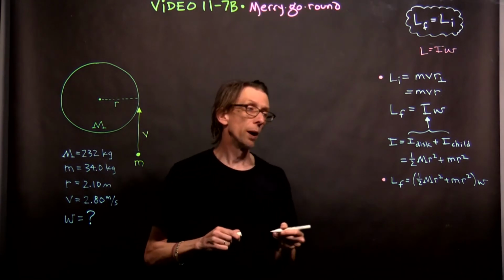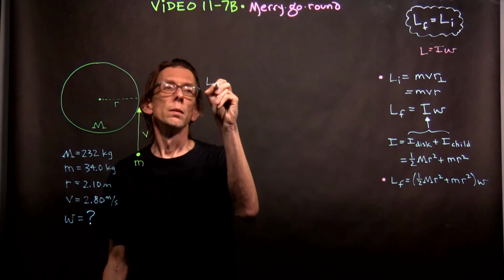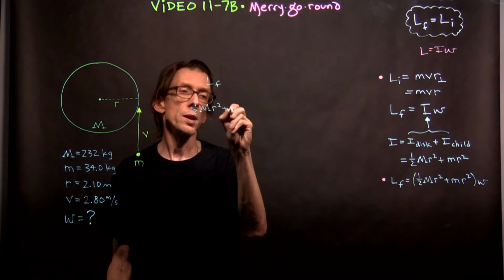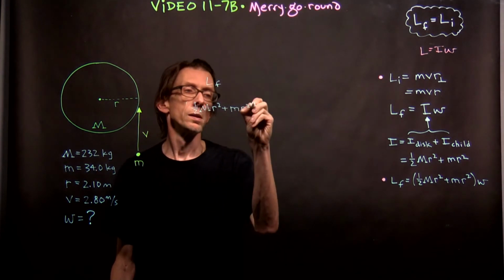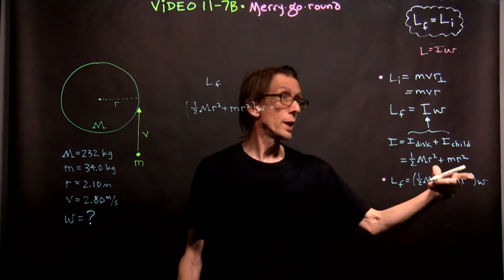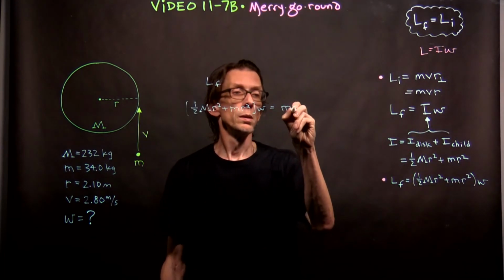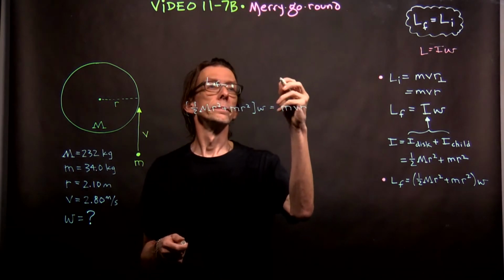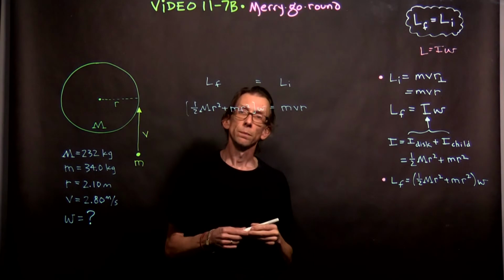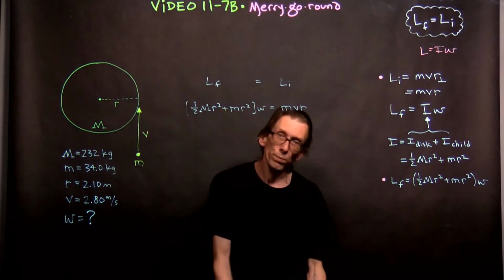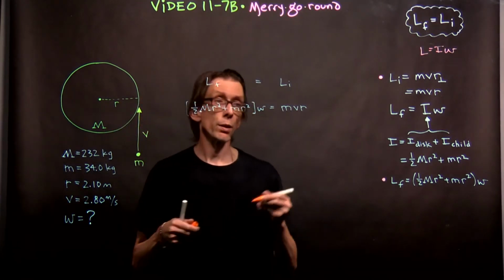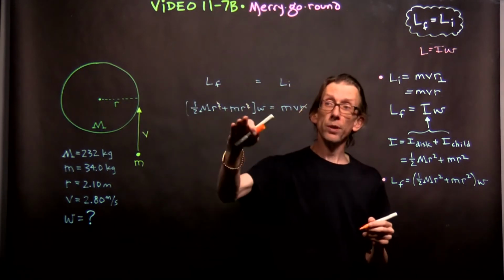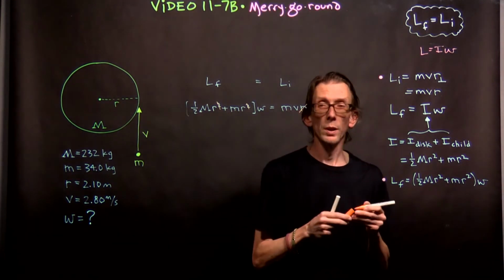So let's write it down. They're equal. So LF is 1/2 MR squared plus little m r squared, all that, times omega. It's equal to the initial momentum, which is just little m v r. That's Li. Lovely. Okay. And we need to solve this for omega. We know everything else. But do notice that we can do a little bit of simplification here. We can cancel out one factor of r everywhere. It shows up squared in these terms, shows up linearly, that is to the power of 1 in this term, so we can cancel all that.